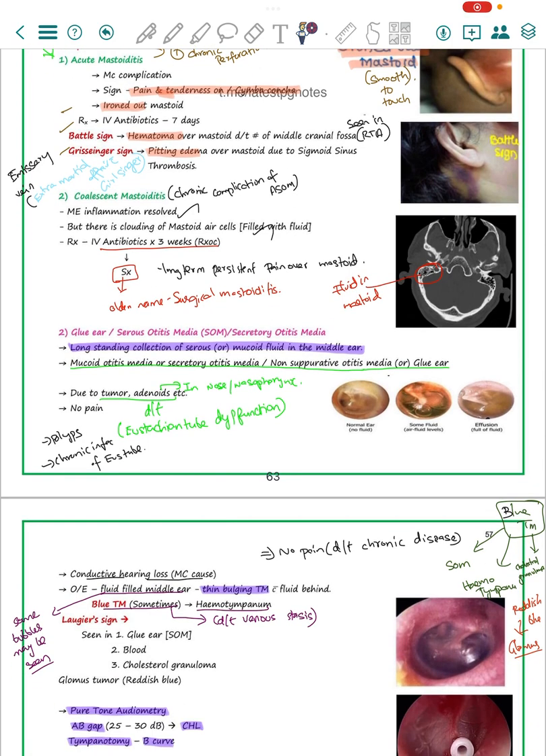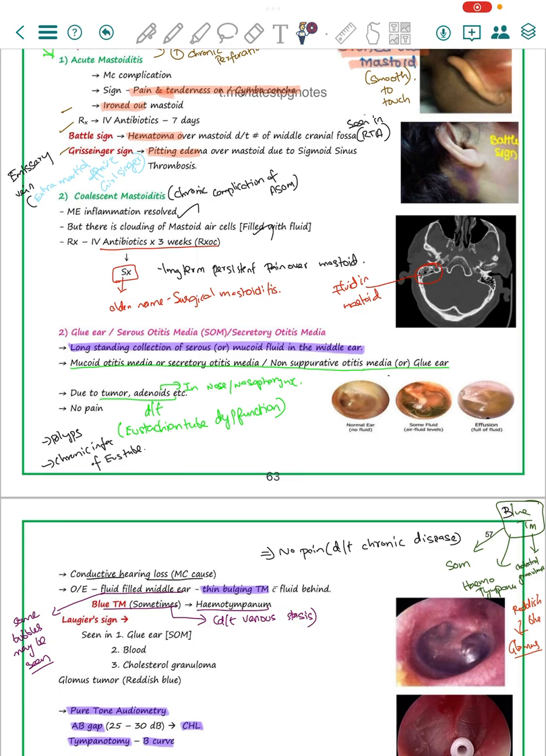And then another condition is glue ear, or serous otitis media. In this condition, there will be no inflammation or infection. The only cause is the excess production of serous fluid from the middle ear. It is a long-standing collection of serous or mucoid fluid in the middle ear. It is also known as mucoid otitis media, secretory otitis media, non-suppurative otitis media, or glue ear.